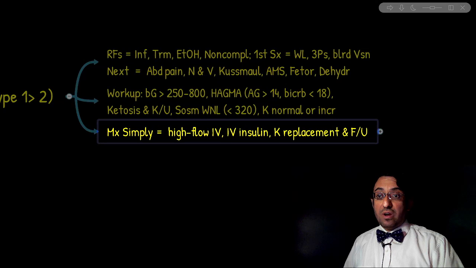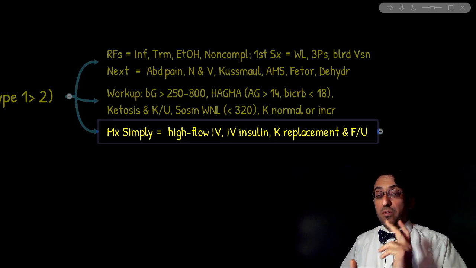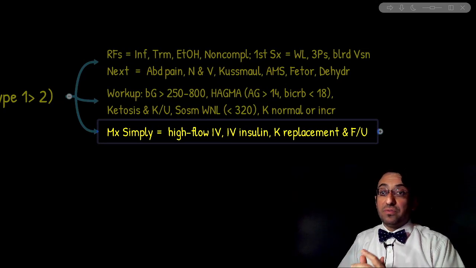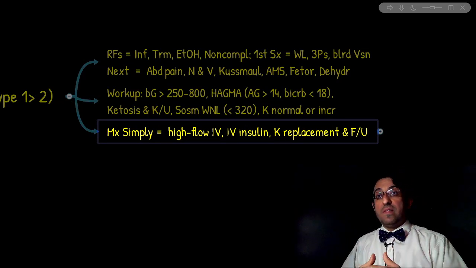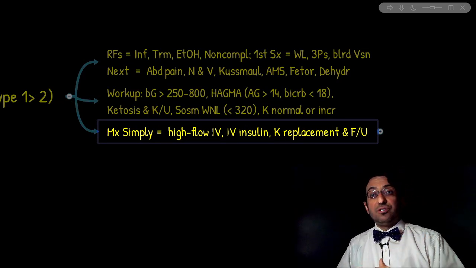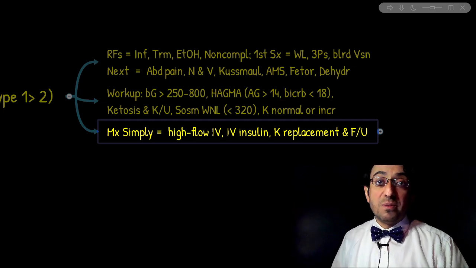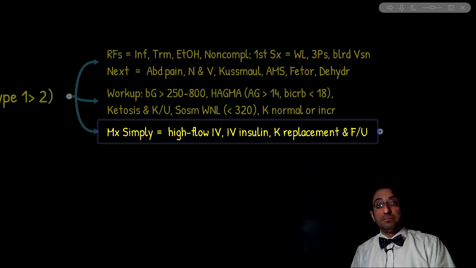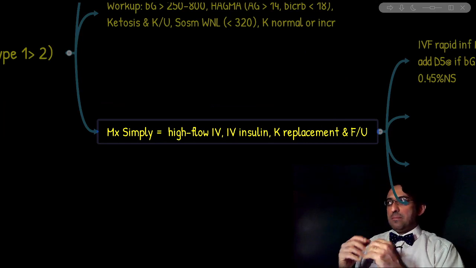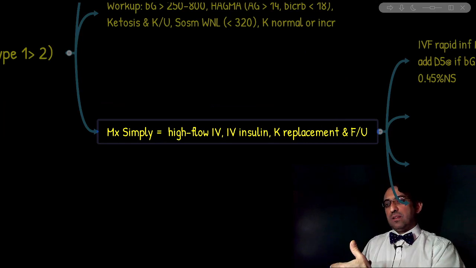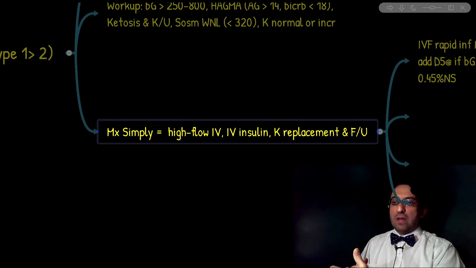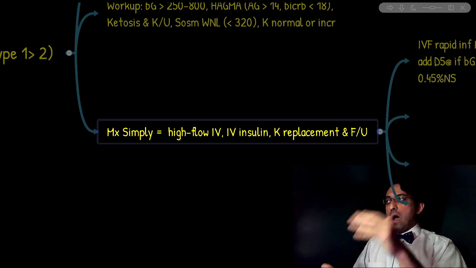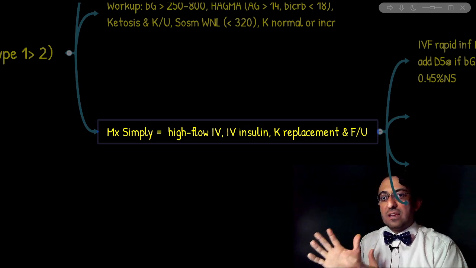Simplify the management of DKA. The first and foremost, high flow, aggressive IV fluids. Then we continue with insulin therapy. Then we correct the electrolytes, and throughout the process, we perform the follow-up for assessment of electrolyte, glucose, and acid-base status of the patient. So I want you to understand the management of DKA as the initial management for insulin, initial management for IV fluids, initial management for correction of electrolytes, and then follow-up or monitoring-based switching in the management options.